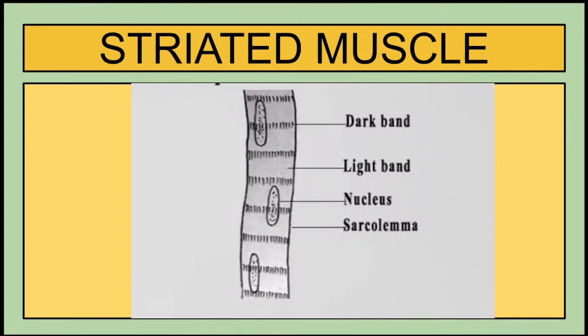In the diagram of striated muscle, you can see dark and light bands, many nuclei, and sarcolemma or myolemma, which is the cell membrane of striated muscle fiber.